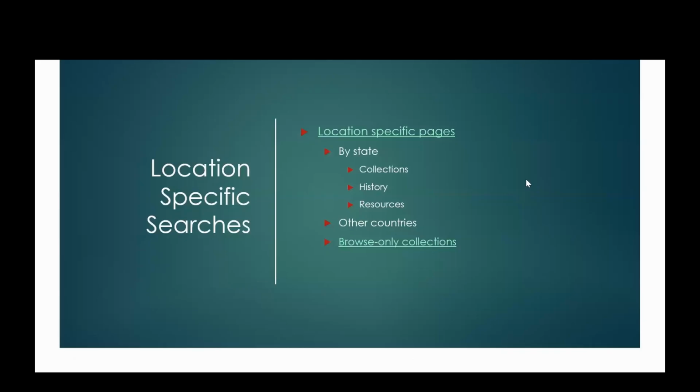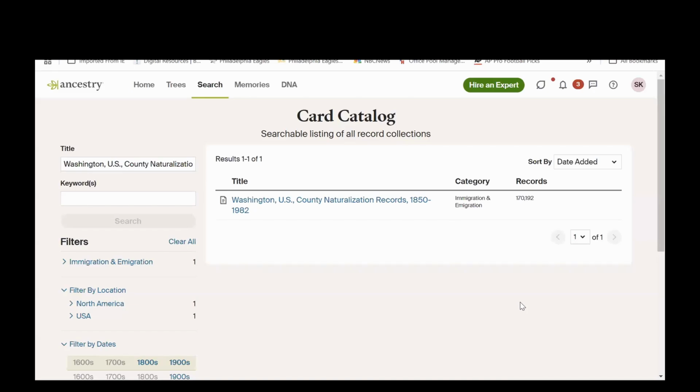One other thing that I wanted to just mention, and I have it listed here as a location-specific search, and it's not really, but I think the only way to identify these collections is to search by location. Ancestry does have some record collections that are not indexed, and so they are only available in a browse-only format. So I happen to be doing some research in the state of Washington and came across this record collection. It's a county naturalization record collection from the state of Washington.